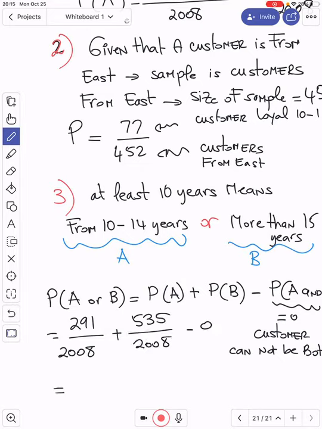Of course, minus zero. As I said, the customer cannot be both loyal from 10 to 14 and loyal for more than 15. He is either loyal from 10 to 14 or more than 15, right? Cannot be both. So this is equal to 826 over 2008.